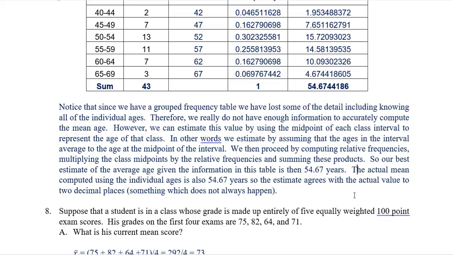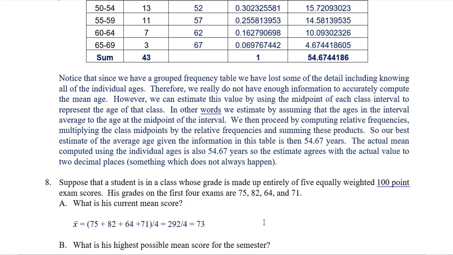What's his current mean? Well, that's easy. You just add them up, divide by 4. You add those 4 up, you get 292. Divide by 4, you get 73.